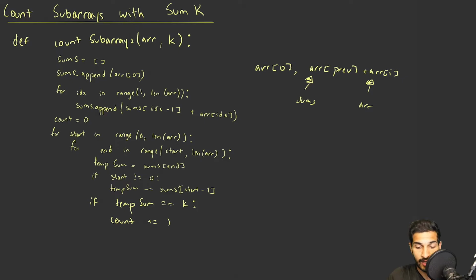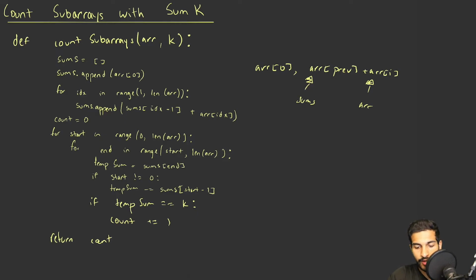We'll make sure to calculate it just in case we have the case where start is 0 and start isn't. So we'll subtract sums of start minus 1 if start is not 0. And finally, we'll just check if temp sum is equal to k, which is the value we were looking for. And we'll increment count. At the end, we'll return count. And that's a good brute force style way to solve this problem.